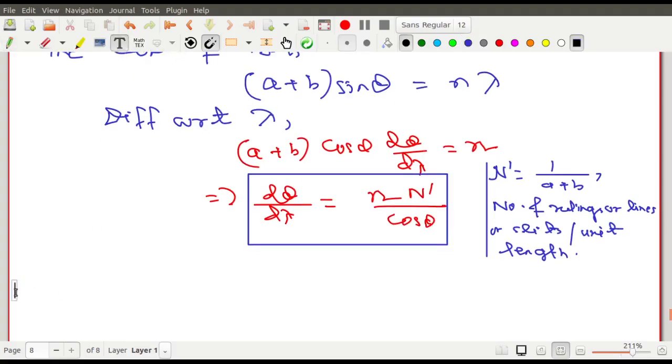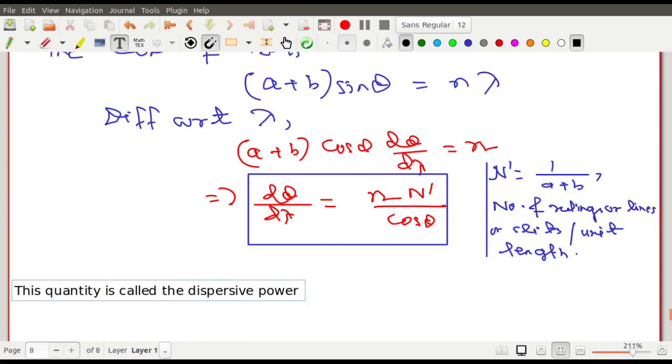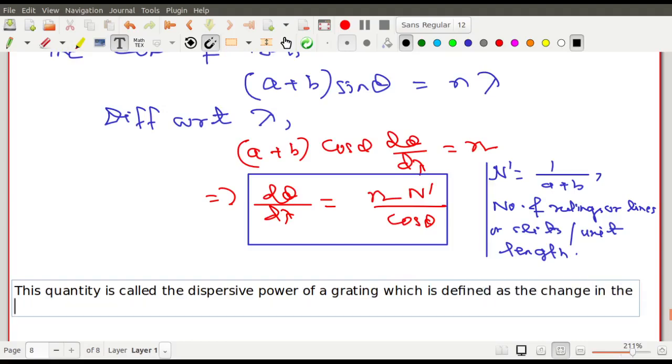This quantity is called the dispersive power of a grating, which is defined as the change in the angle of diffraction with the change in wavelength, right? And this depends upon what?